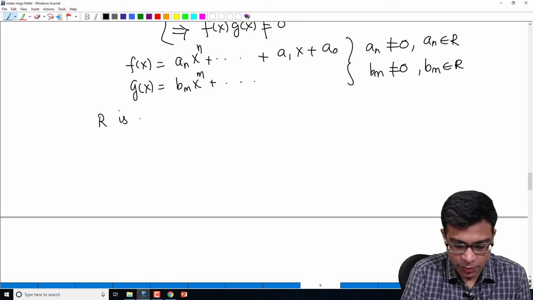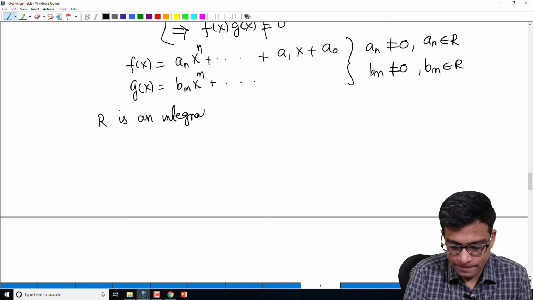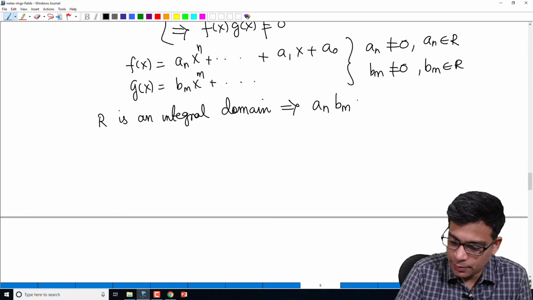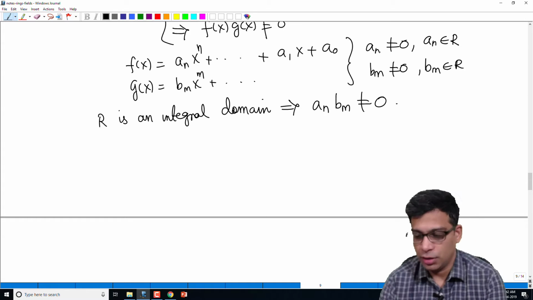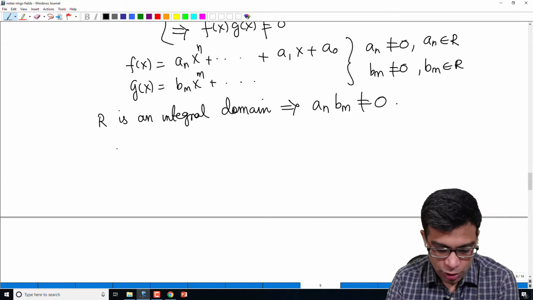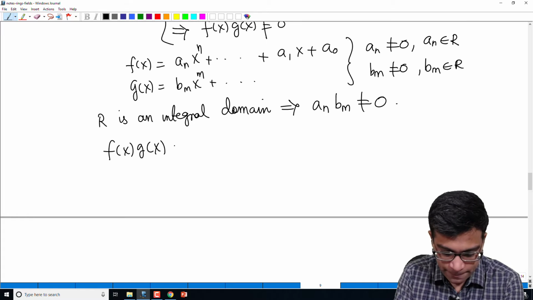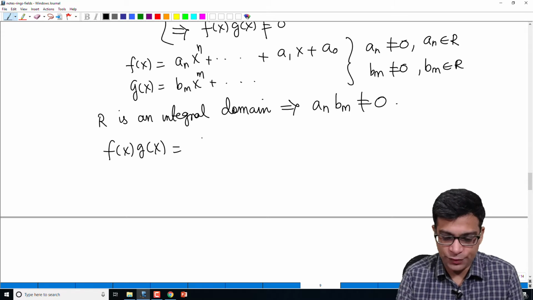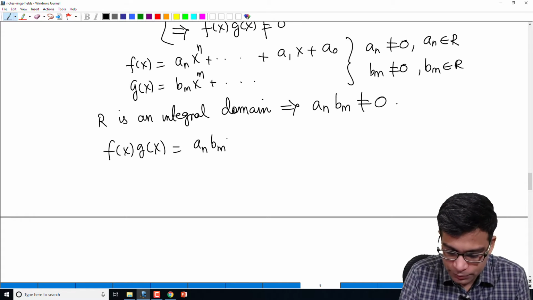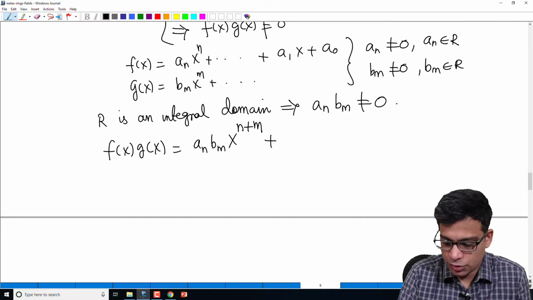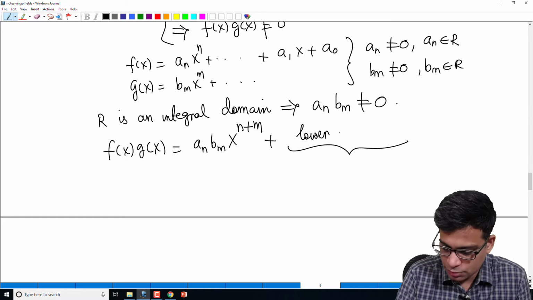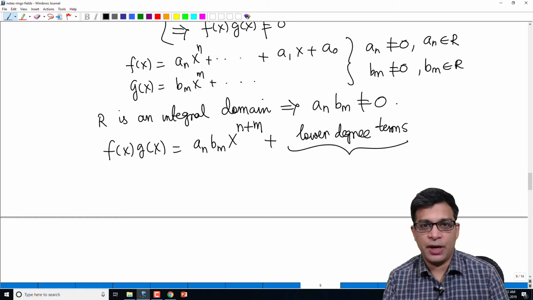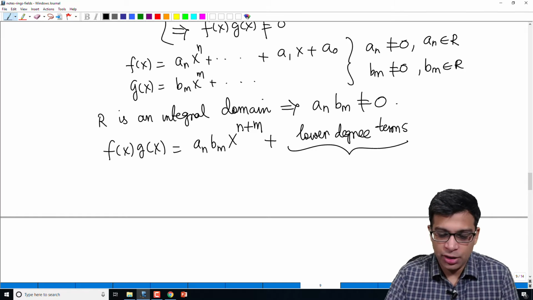Because R is an integral domain, a_n times b_m is non-zero, because a_n and b_m are non-zero elements, their product cannot be 0. Now what is f(x) times g(x)? You will have to multiply two polynomials, so there will be lots of terms, but there will be exactly one term with degree n plus m. These are lower degree terms, which I don't care about.